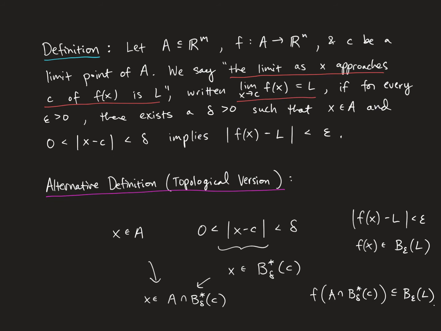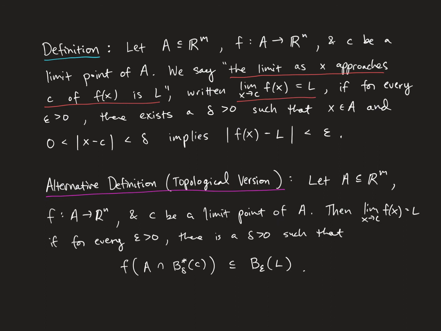I'll just write that down carefully for you. Okay, so this is what that looks like. It's all the same preamble. We have a domain, a function defined in that domain, a limit point of the domain, and then the limit statement is equivalent to saying that for every epsilon greater than 0, there is a delta greater than 0, such that the function takes the punctured ball of radius delta around c intersected with A into the epsilon ball around L. So you're considering all the points in the domain of the function which are within delta of c but not equal to c. That has to be contained within the epsilon ball around L. So all of those function values have to be within epsilon of L.